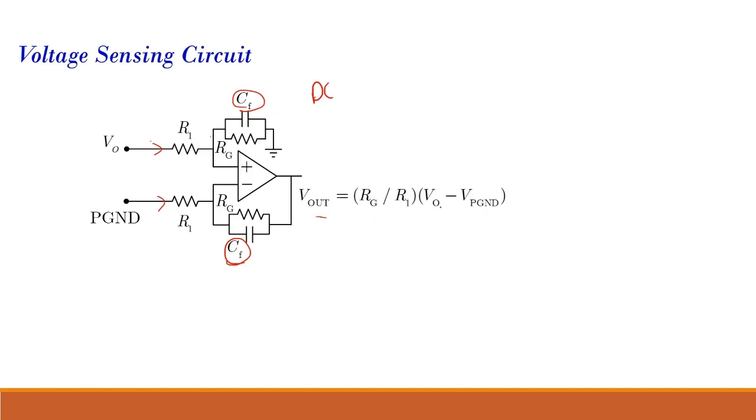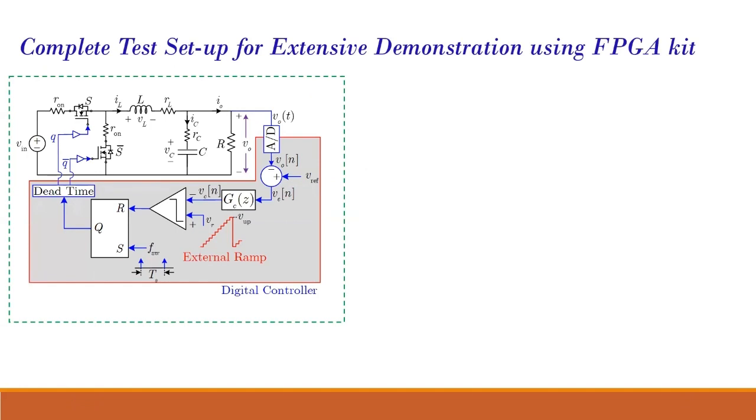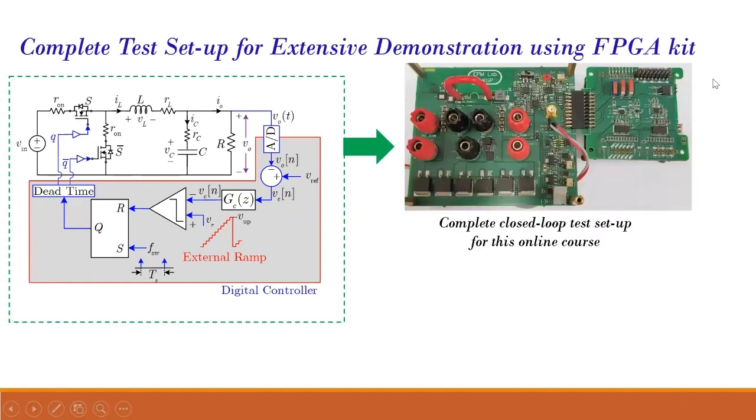And this is very simple. This is actually just a differential amplifier. Now we will look at certain board schematics. So this is the hardware. This is the test kit which is there.